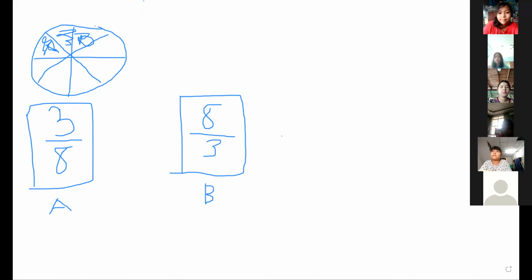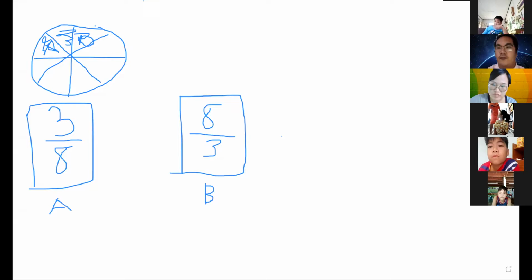Kwan Kao, last question. Do you think there is a not real fraction there? Not real. Letter B is not real. Okay, thank you very much, students. Actually, these two fractions are all real fractions. They are all real fractions, but you observed it in a good way.